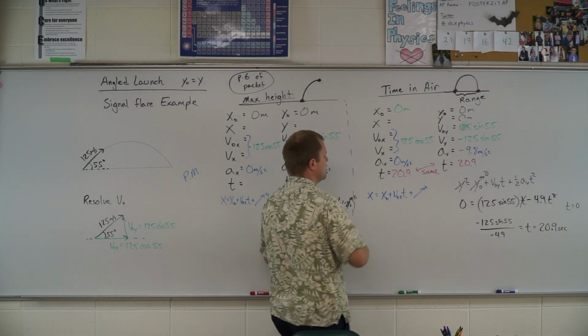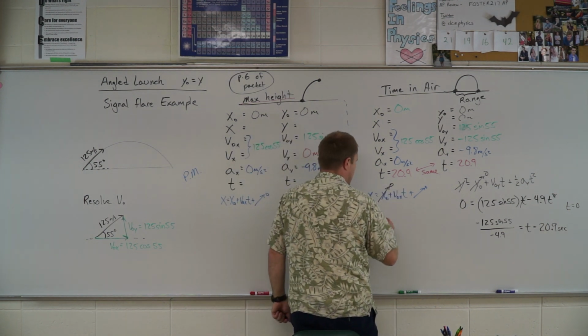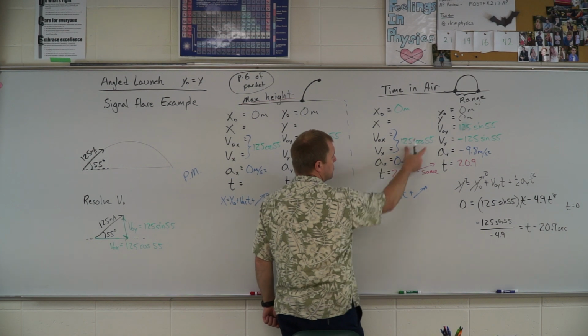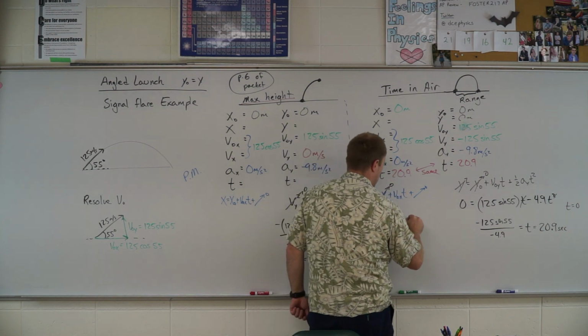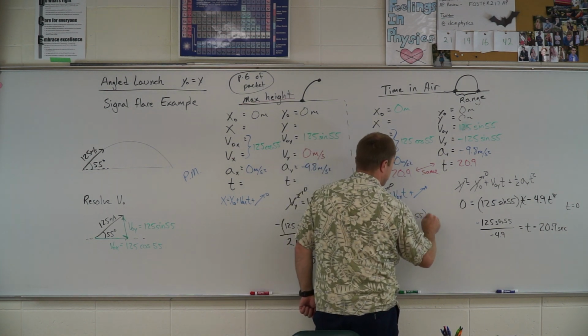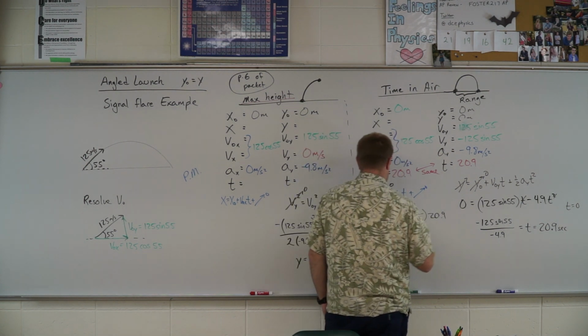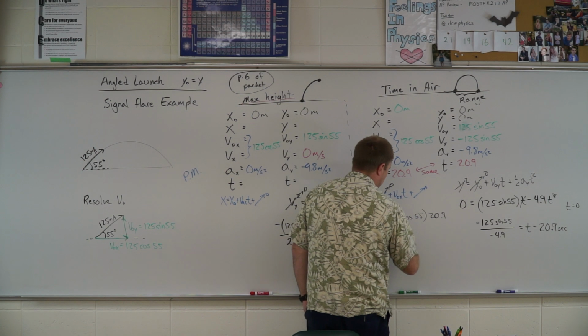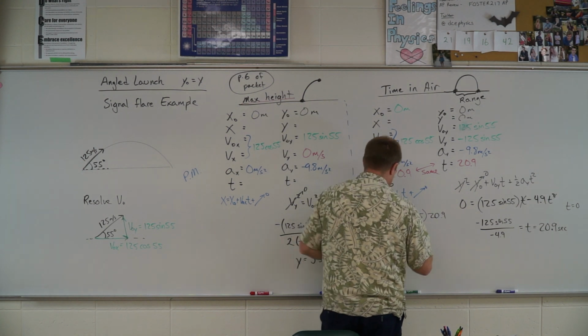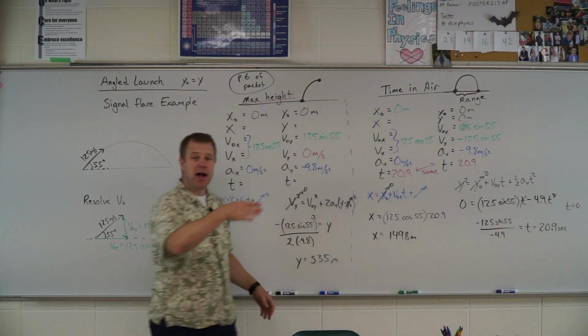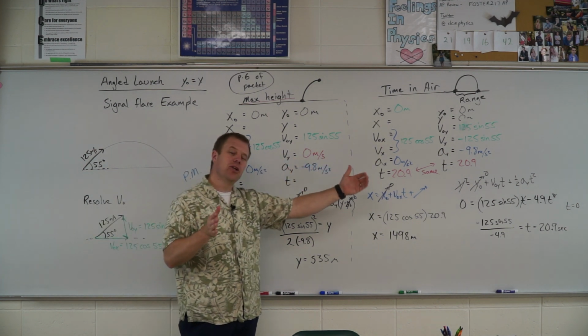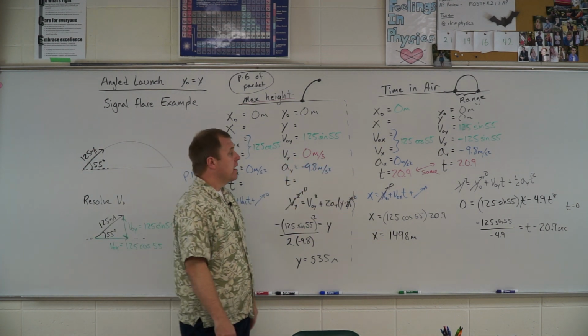All right, so let's try that. So now I have x is equal to v naught x, which was my 125 cosine of 55, times the time, which I just found over there, 20.9, to give me an x value of 1498, so about 1,500 meters. It's about a mile. We're real close to a mile away that flare is landing.